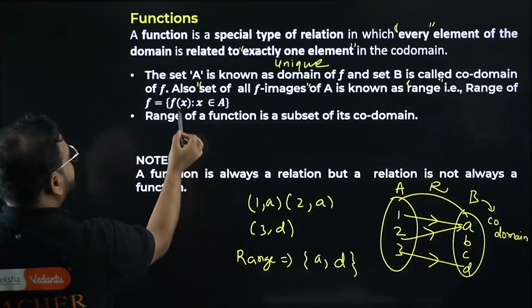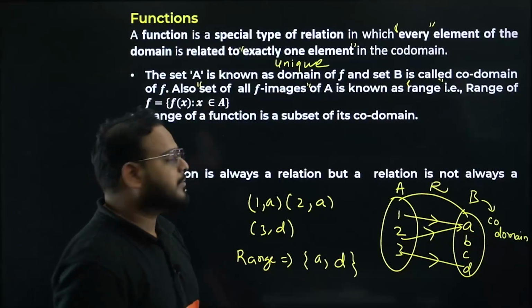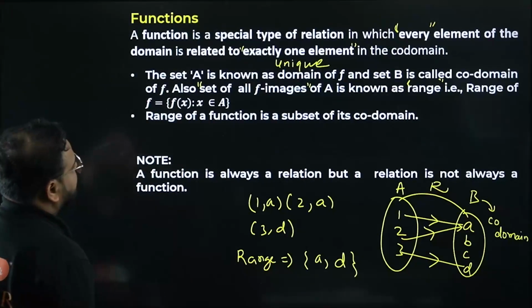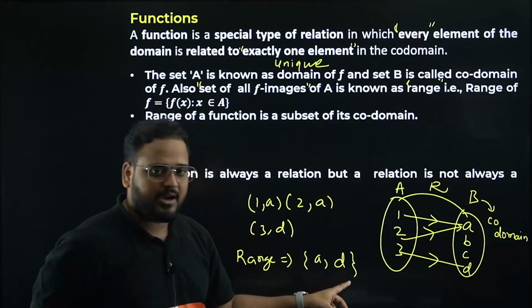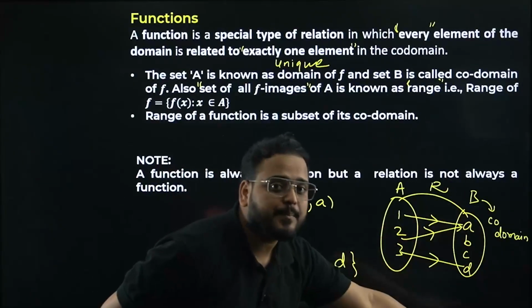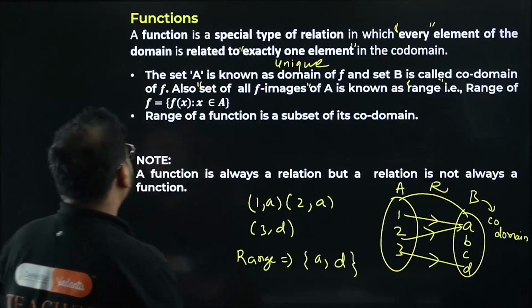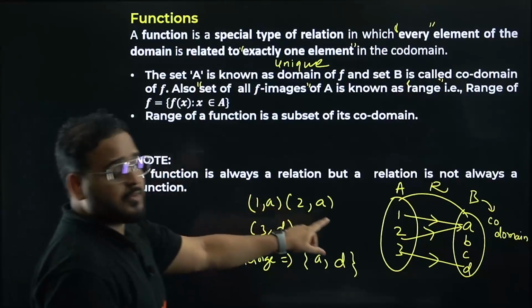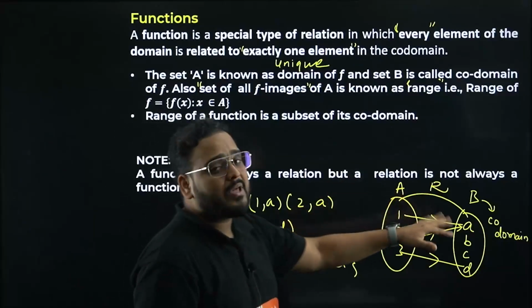Range of f is given by all the values you get when you put x into the function. That will be your range. Range of a function is a subset of the codomain. Think about it. I have range as AD, and what is the codomain? ABCD. Isn't AD a subset of ABCD? Right? So the range of the function is a subset of the codomain. Note, a function is always a relation. So every function is a relation, but not vice versa. Not always will a relation be a function.